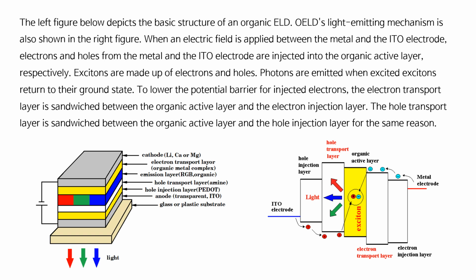The left figure below depicts the basic structure of an organic ELD. OLED's light emitting mechanism is also shown in the right figure. When an electric field is applied between the metal and the ITO electrode, electrons and holes from the metal and ITO electrodes are injected into the organic active layer respectively.